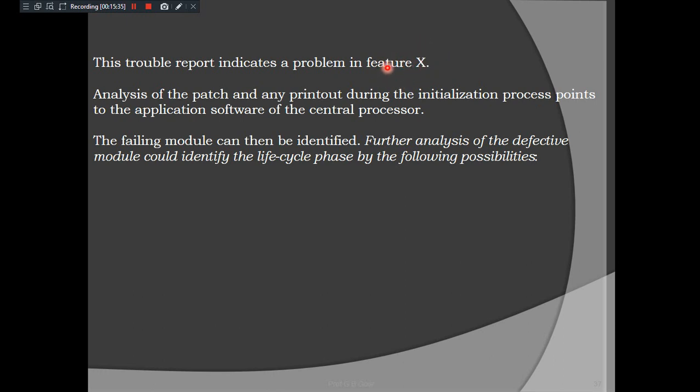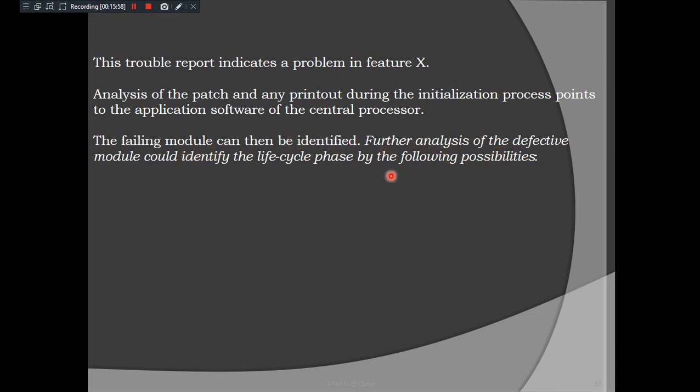Understood? So the problem is solved in the morning by self-diagnosis, by deactivating feature X. Otherwise, we would be getting the problem. It means the problem resides with the feature only. So this is how we have to identify and isolate the problem here. Analysis of the patch and any printout during the initialization process indicates the application software of the CP. So the failing module can then be identified.